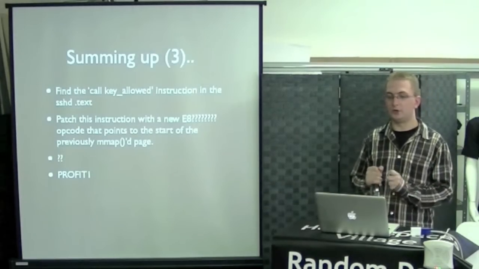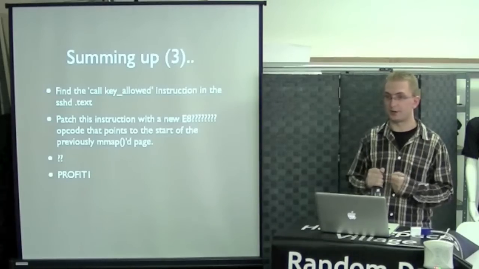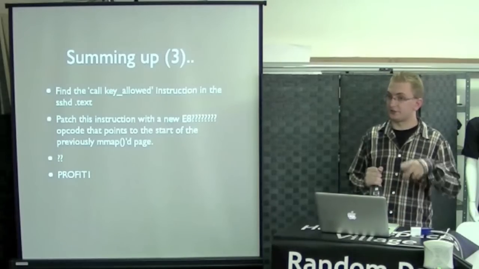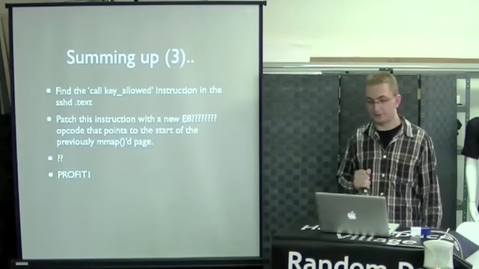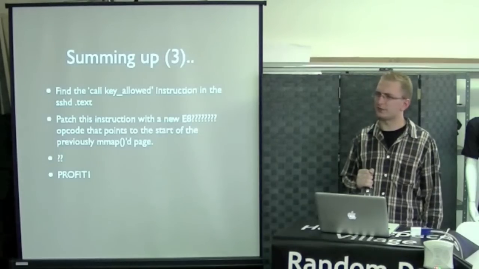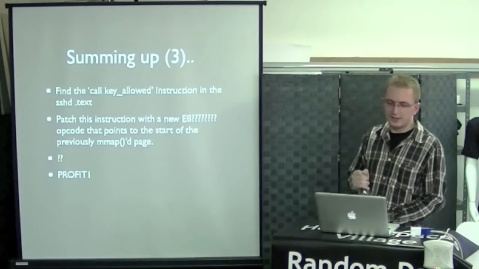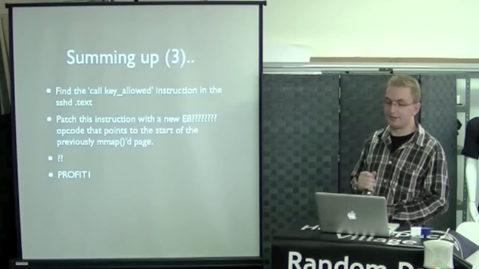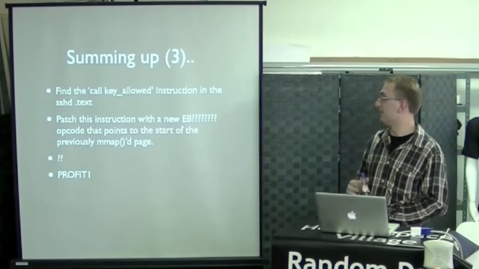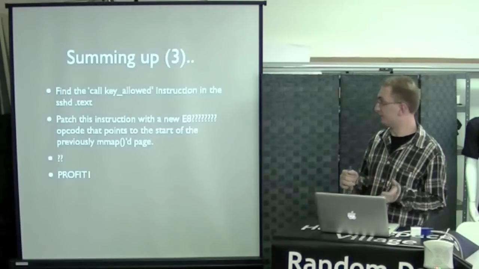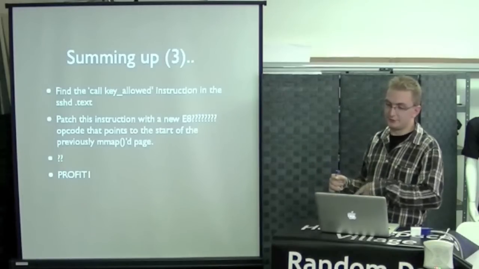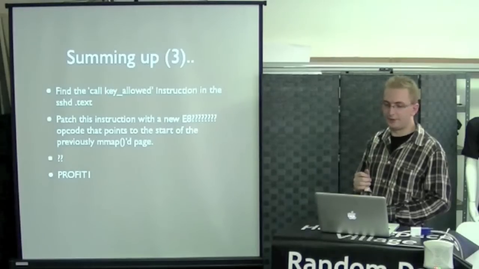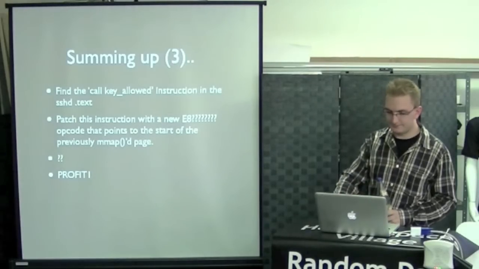We find the call to key allowed, which is where we're going to patch. This is a call instruction, so it starts with E8 and then an offset. I think it's relative, I don't remember exactly. So we patch that to jump to our newly allocated page instead of the regular location. And of course, in the code that we shove into the new page, at the end we jump back to the original key allowed, so it still works. And if everything went fine, well, there will be profit for everyone.